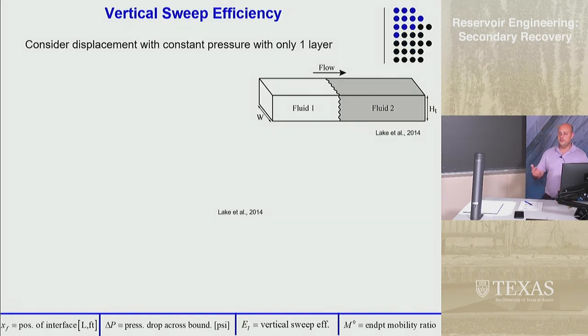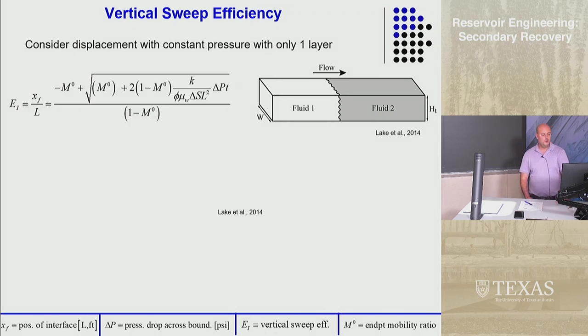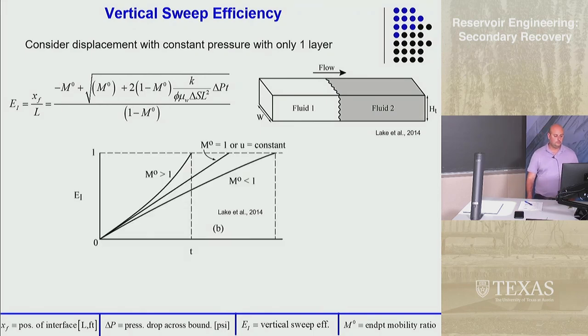What about vertical sweep efficiency? That's what we're talking about. Well, vertical sweep efficiency is really simple. The definition is the front position divided by L. So we had an equation for front position, you just divide by L. It's effectively normalized, so where XF can go from 0 to L, EI can only go from 0 to 1. And so the plot for vertical sweep efficiency looks exactly like XF did, except now my axes go from 0 to 1.